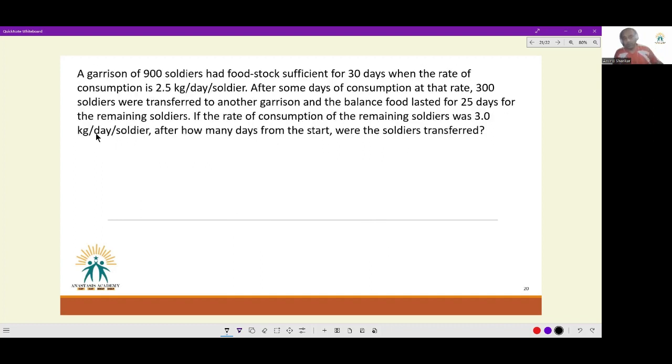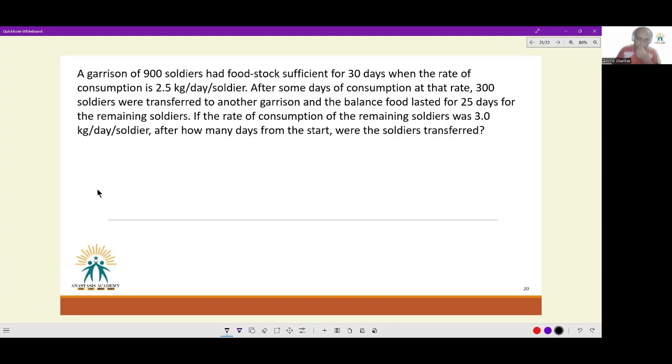Okay, last question. A garrison of 900 soldiers had food stock sufficient for 30 days, when the rate of consumption is 2.5 kg per day per soldier. After some days of consumption at that rate, 300 soldiers were transferred to another garrison, and the balanced food lasted for 25 days for the remaining soldiers. If the rate of consumption of the remaining soldiers was 3 kg per day per soldier, after how many days from the start were the soldiers transferred?